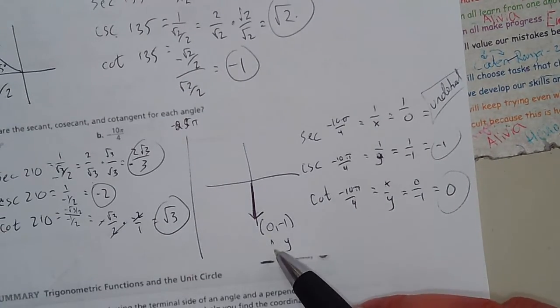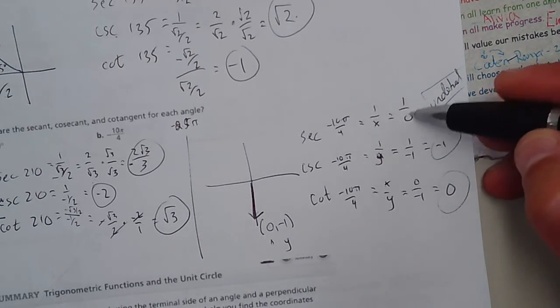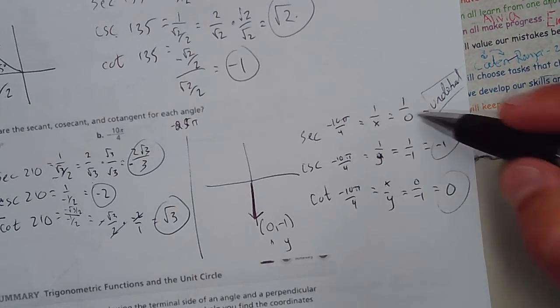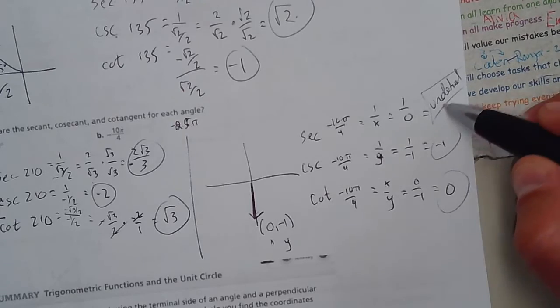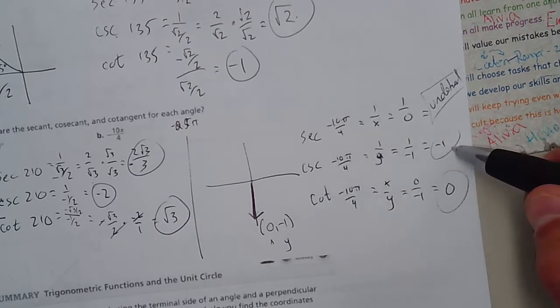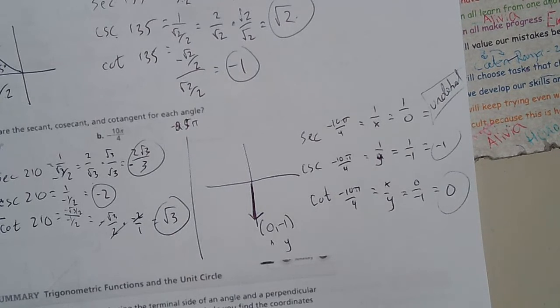And then I just plugged the numbers in, right? I know what x and y are based off this coordinate. Plugged them in and simplified. 1 over 0, we can't divide by 0, so that's an undefined value. That's -1, and that's just 0.